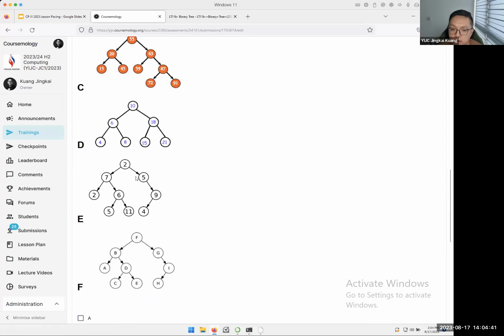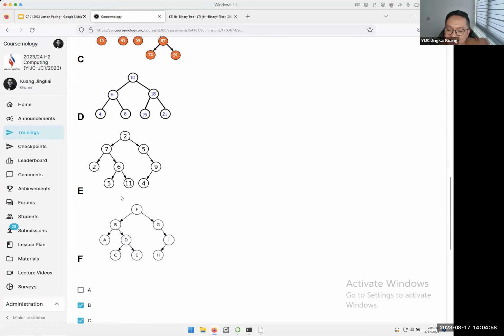The repeating number, is it? But then when you look at 2, 7 is not okay, 6 is not okay, 5 is not okay, 11 is not okay. Oh, wrong side, wrong side, wrong side. Right, because 5 is on the left hand side of 2. Oh, my eyes are okay.